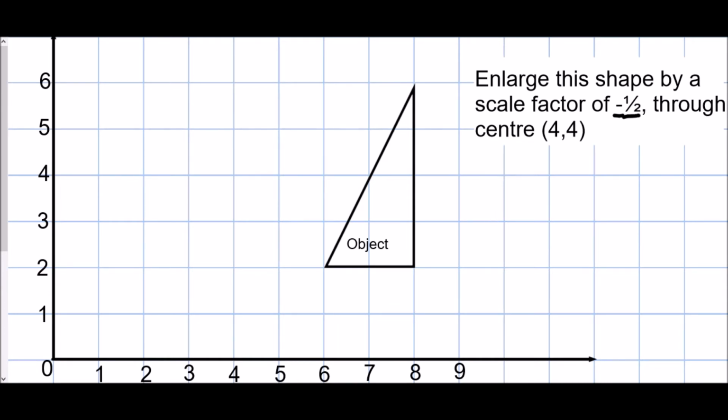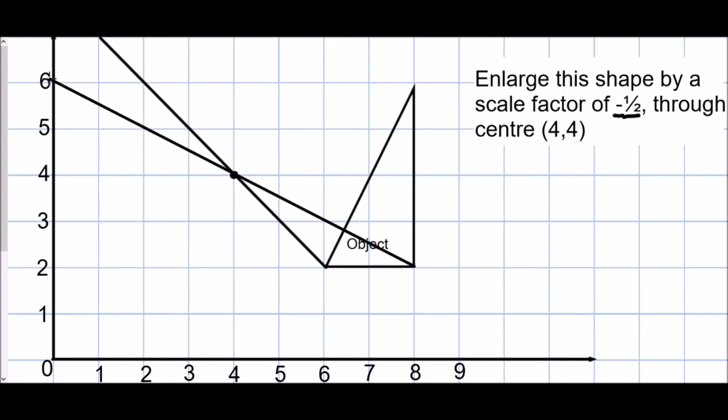So we've been asked to do this through centre 4, 4. So there is our centre of enlargement. Same as before, I want to take the corner of my original shape and draw it through the centre of enlargement, and do the same from each of the corners through the centre of enlargement. And then what we want to do is, as we did before, just count how we've moved from our centre of enlargement to the corners.